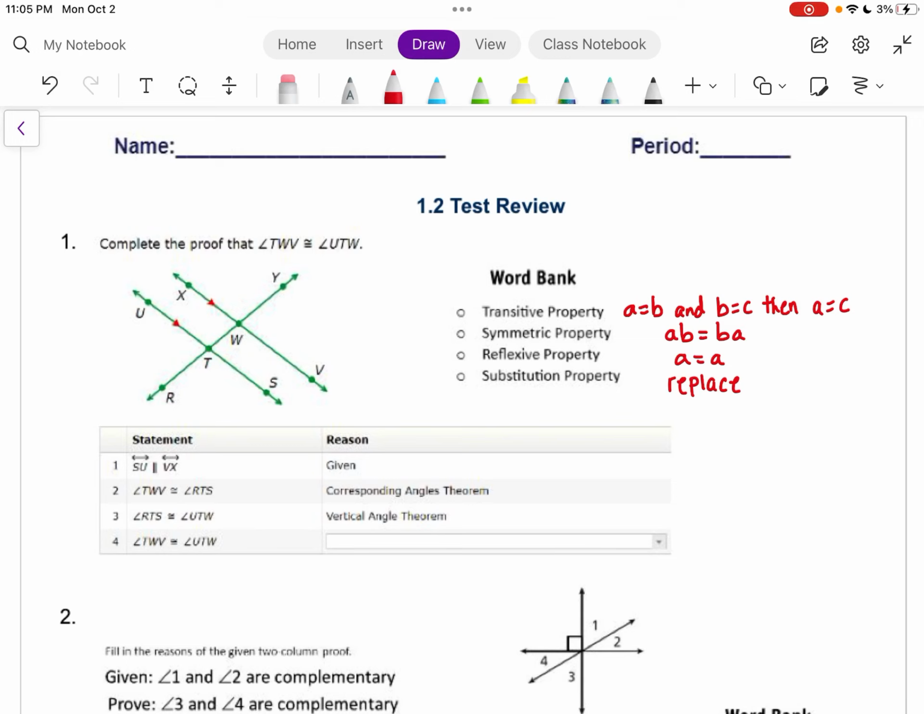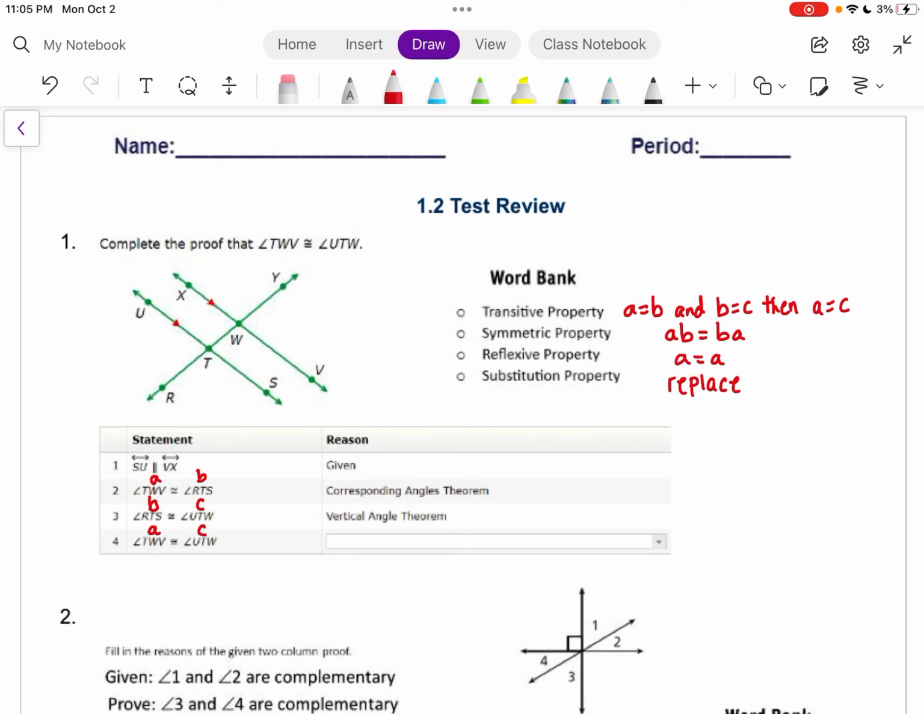Now in this proof, if I look at statements 2, 3, and 4 all together, we see some repeating terms. We see that angle TWV shows up twice, so I'm going to label that as A. RTS also shows up twice, and we're going to call this B. UTW also shows up twice, so we're going to refer to this as C.